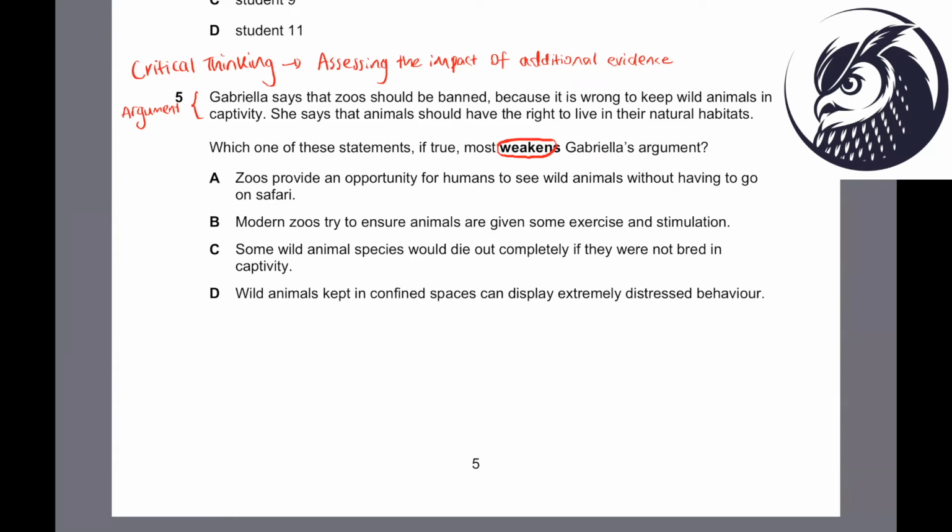So what we need to do is let's start by reading the question and then we'll go through the strategy. So question 5 says, Gabriella says that zoos should be banned because it is wrong to keep wild animals in captivity. She says that animals should have the right to live in their natural habitats. Which of the following statements, if true, most weakens Gabriella's argument?